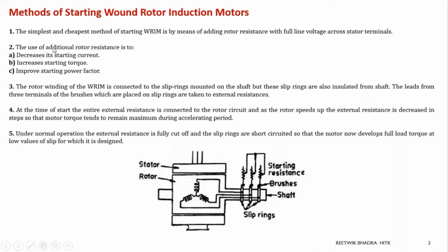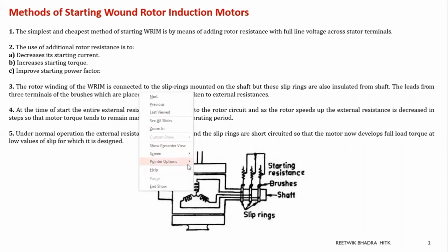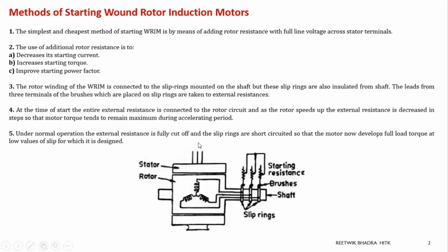So this is a very simple and cheap method, adding rotor resistance in your wound rotor induction motor with full line voltage across the stator terminals. So we are not controlling any stator side. Previously what we had seen, we had controlled the stator side voltage, and accordingly we controlled the current and the torque. But now the stator side is directly connected to supply. We are applying full line voltage across the stator terminals. What we are controlling is the rotor side resistances.